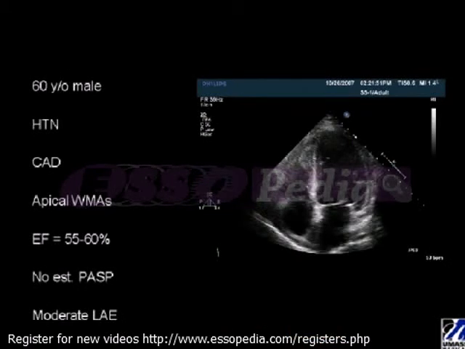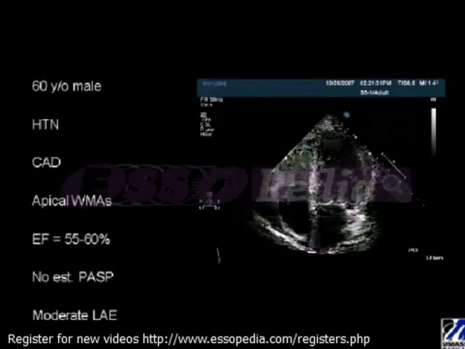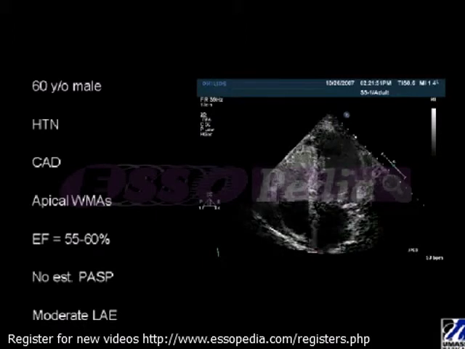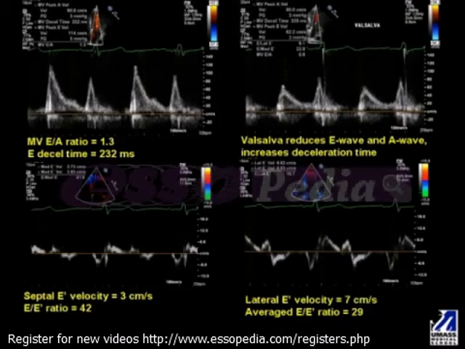This next example is of a 60-year-old male with hypertension, CAD, has apical wall motion abnormalities with an EF of 55 to 60%. No estimated PASP was obtained in this patient. However, this patient has moderate left atrial enlargement. As you can see here, in the top left, the mitral E/A ratio is 1.3. The E deceleration time is 232 milliseconds.